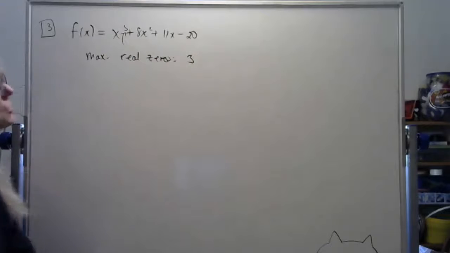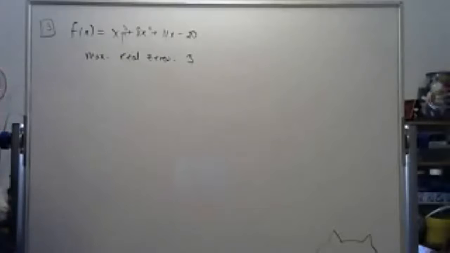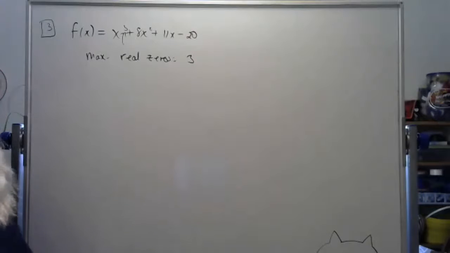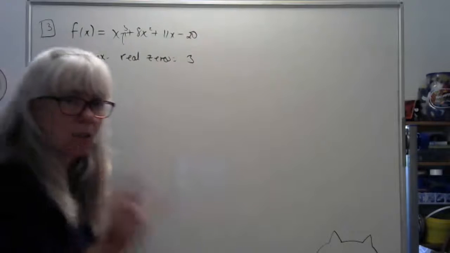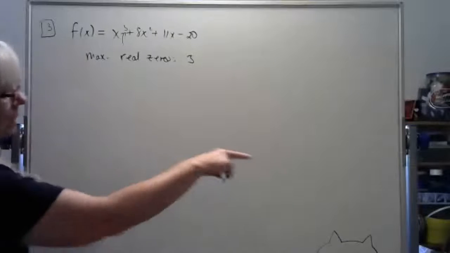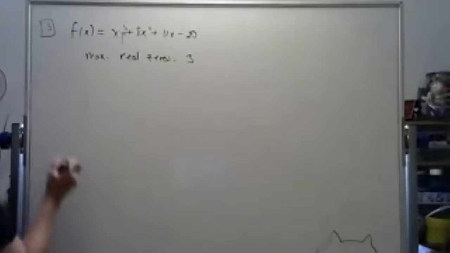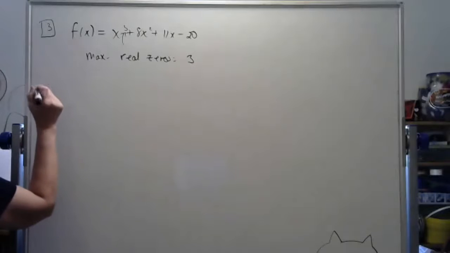In other words, if we go to solve this or graph it, the most times it can cross or touch the x-axis is 3. That's it, which is why quadratics can cross the axis twice and lines can cross the axis once. And again, we're talking about the x-axis because these are the x-intercepts. The next theorem is the rational zeros theorem.